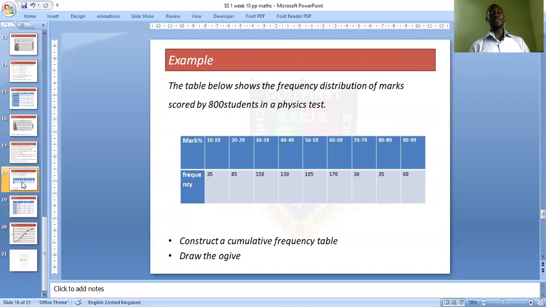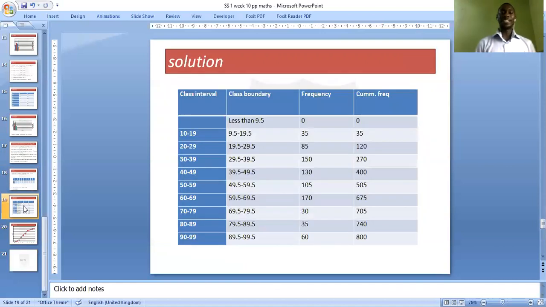Draw the OGIVE. Since you are going to be using the frequency, you're going to be using the upper class boundary to draw your cumulative frequency curve. So you have to include your class boundary in your cumulative frequency table, whereby you have class interval, class boundary, and the cumulative frequency. But I told you earlier from the explanation that the first class has to be represented by 0.